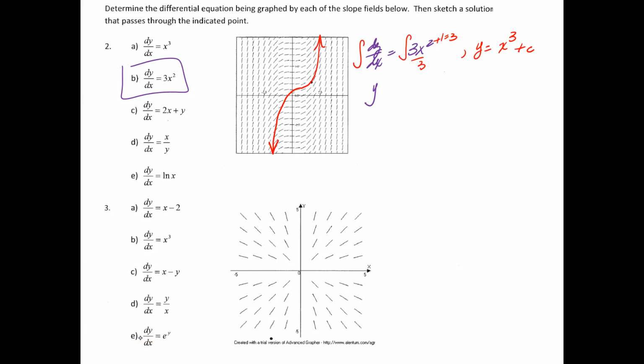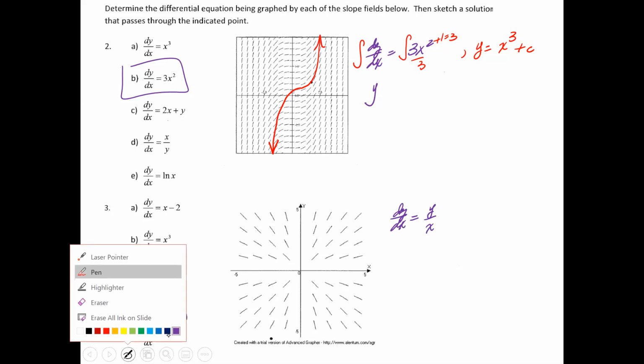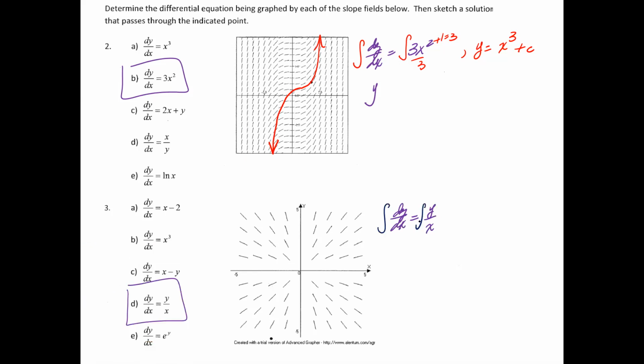Now let's try the third one with d. So you have your dy over dx equals y over x. To get to the y, you will have to integrate both sides. And before you integrate this, notice how you have the dy over dx on separate sides.